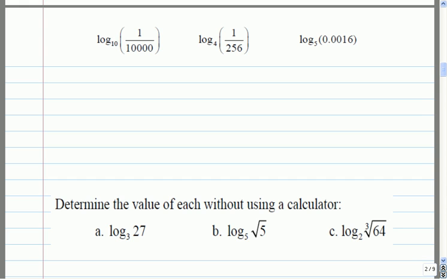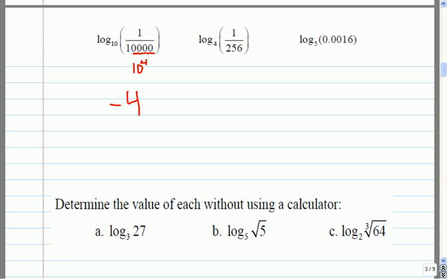Okay. How about log base 10 of 1 over 10,000? Negative 4. Yeah, so I don't know if you remember that grade school trick. If there's 4 zeros, that means this is 10 to the 4. So since it's underneath it, it would be negative 4, right?